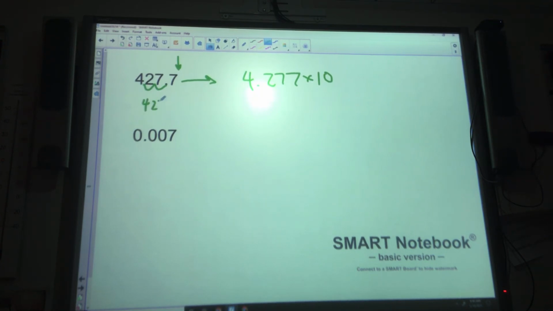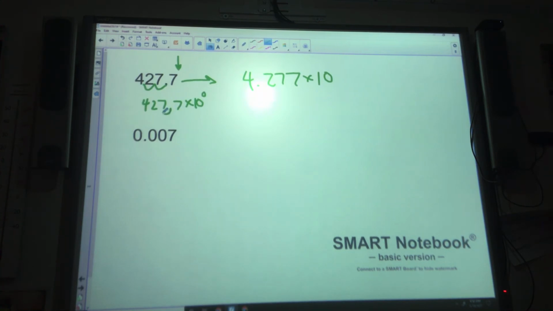427.7 times 10 to what power? Remember, it is times 1. There's no base right there. 0. Times 10 to the 0th, because 10 to the 0th is, I don't know, but it makes sense. What is 10 to the 0th? 1. Thank you. 10 to the 0th is 1.